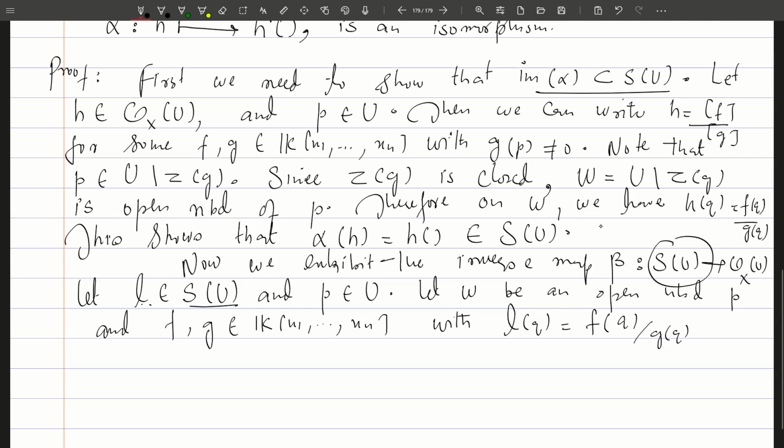For any point P in U, we have an open neighborhood W of P and polynomials F and G such that L of Q is equal to F of Q over G of Q, with G of Q non-zero. This follows from the definition of S of U.